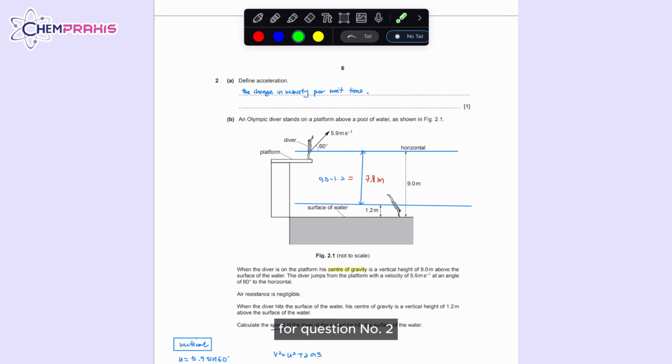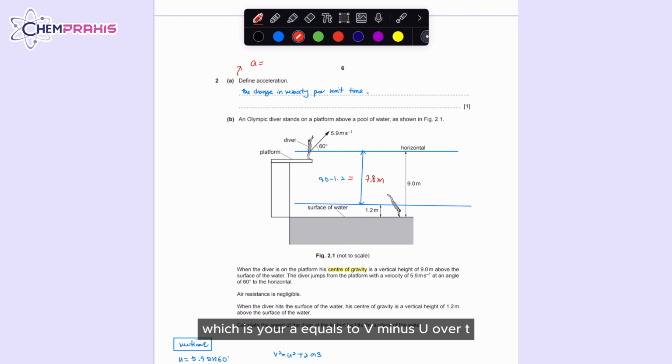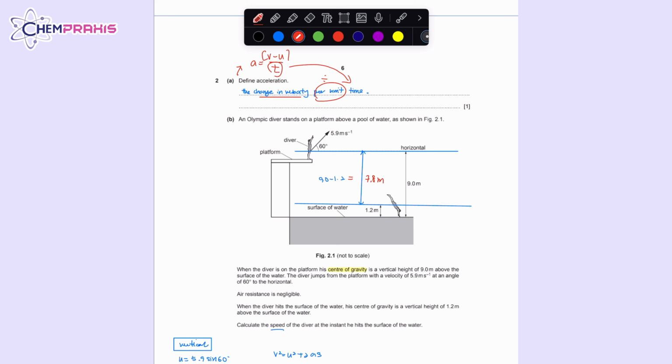For question number 2, they would like you to define acceleration. Before you define acceleration, it is important for you to determine which formula can assist you to find the definition, which is a equals (v minus u) over t. So your v minus u will be the change in velocity, which is divided by time taken.